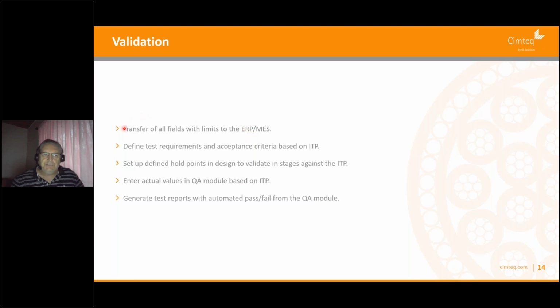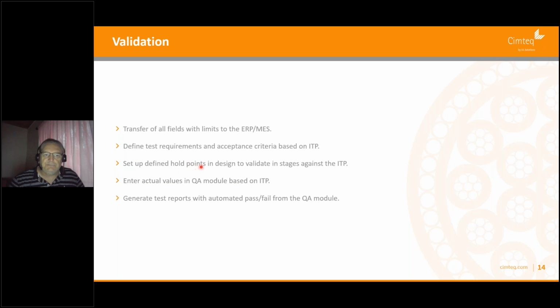So within the transfer from CableBuilder to the ERP, these can be uniquely defined. It's not a fixed number of things that can go through. You tell the interface exactly what you want to go through. So what the operator needs to see, you can ensure that that actually goes through to the shop floor. You can define test requirements and acceptance criteria based on ITP, inspection and test plan. So within CableBuilder, you can say for this specification, this is the inspection and test plan, and that can be sent through to your MES so that when it gets manufactured on the floor, the operator knows exactly what he should test, when he should test it, and what the criteria is.